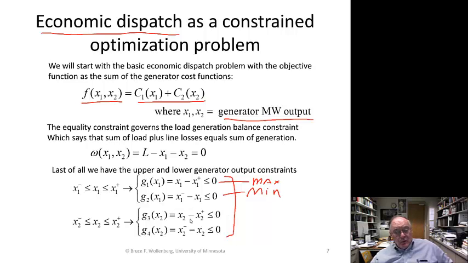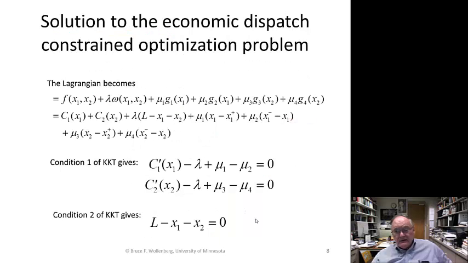And so you end up with 4 more conditions, 2 for each variable, one constraint inequality for the max, 1 for the min. So these are inequality constraints, G1 and G2, and G3 and G4. They're all inequality constraints to get those generators between min or max, or either at the min or at the max. So now here is our Lagrangian. We've got the cost function, lambda times this omega. That's our equality constraint. So here it is written out.